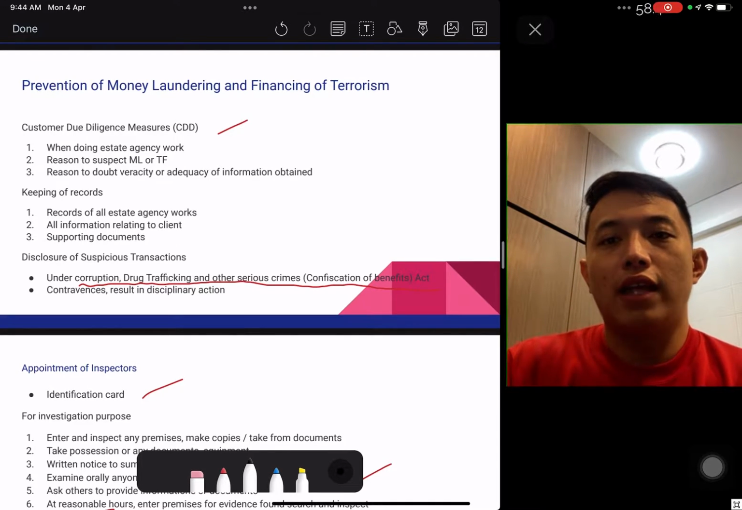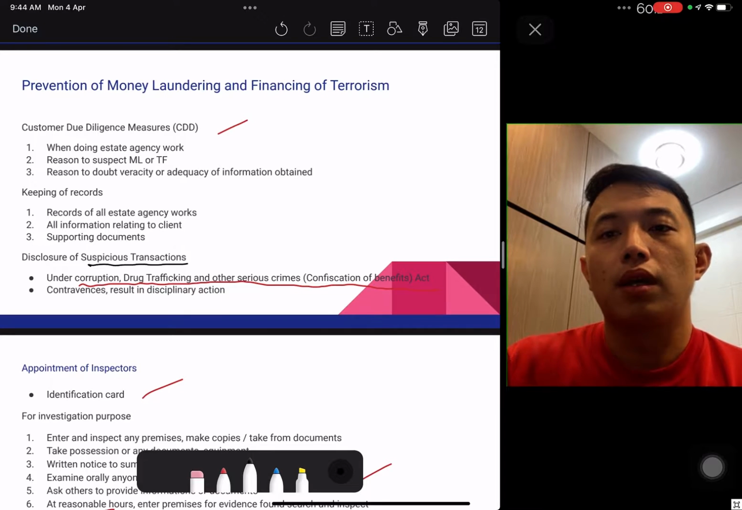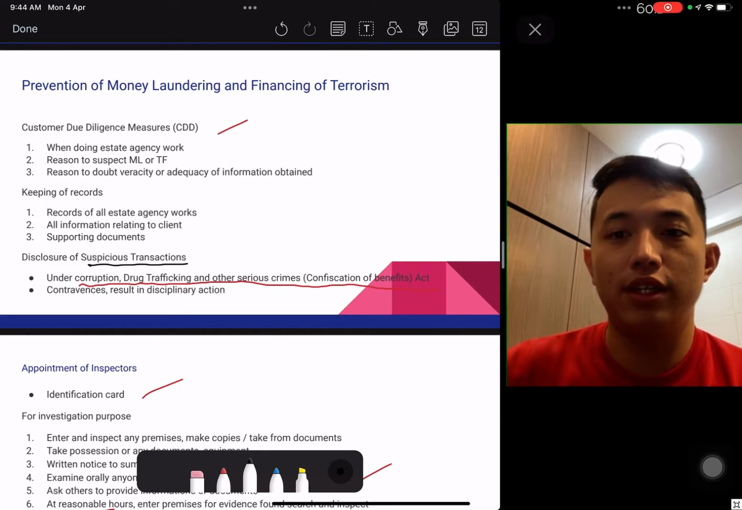Okay, so under suspicious transaction, if you doubt any suspicious transaction, take note that it is under the Corruption, Drug Trafficking, and Other Serious Offences, Confiscation of Benefits Act. These have been tested and are subject to disciplinary action.